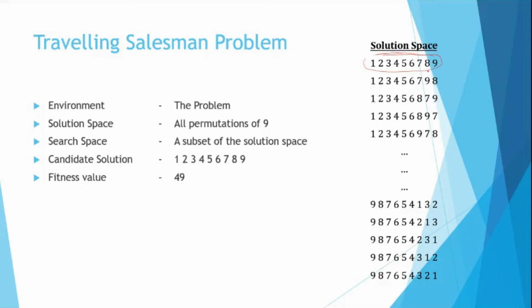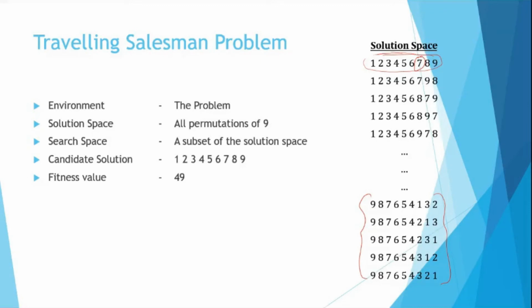So in that case, a particular solution is a chromosome, and a specific value in that solution, like this particular 7, is a gene. Now the solution space is all the permutations of 9, that is, all the 3 lakh plus possible solutions. Then the search space is a subset of the solution space. So this particular set of solutions can be considered as a search space.